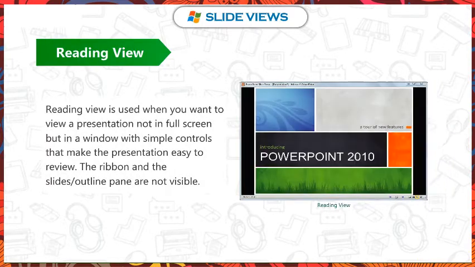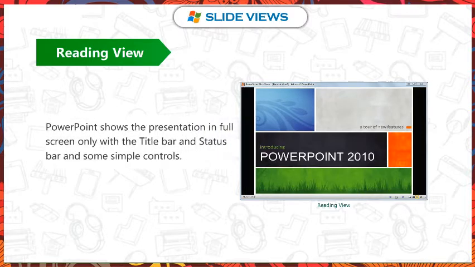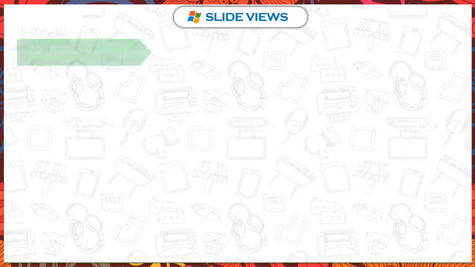Reading view. Reading view is used when you want to view a presentation not in full screen but in a window with simple controls that make the presentation easy to review. The ribbon and the slides/outline pane are not visible. To view a presentation, click on Reading View command under the View tab. PowerPoint shows the presentation in full screen only with the title bar and status bar and some simple controls.